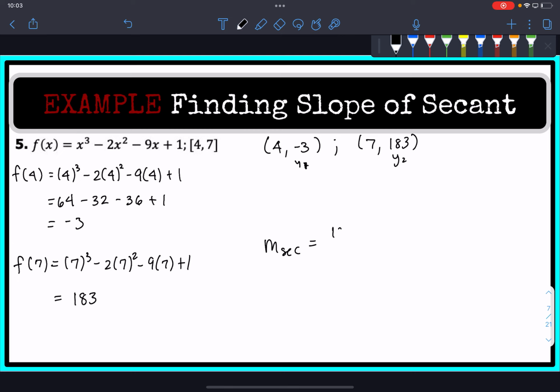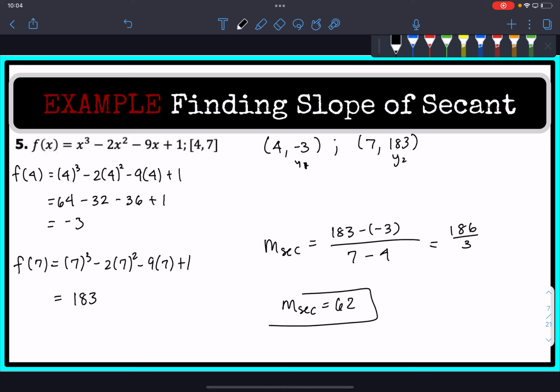So that's our second y value. Then subtracting 183 minus negative 3, over 7 minus 4, we end up with a total of 186 over 3. Let's divide that out. 186 divided by 3 is equal to 62. So there's your answer.